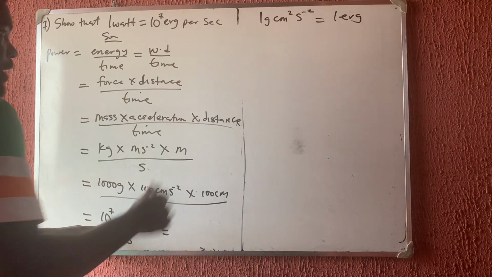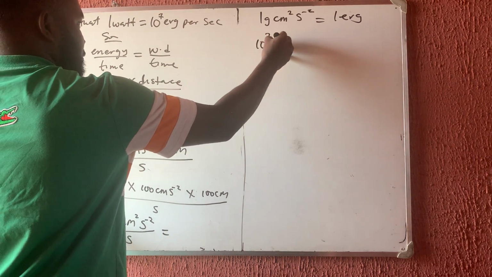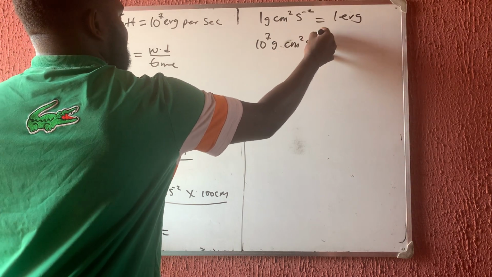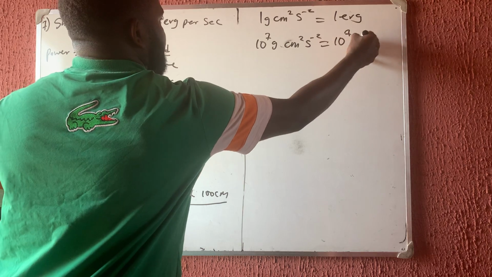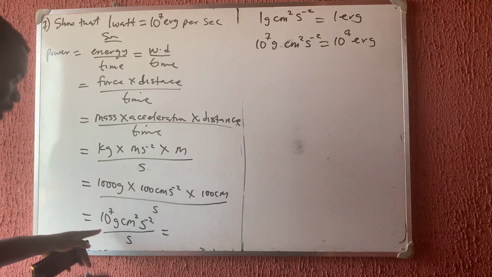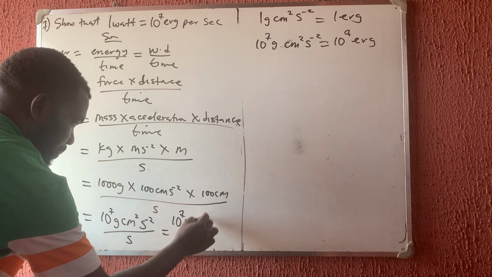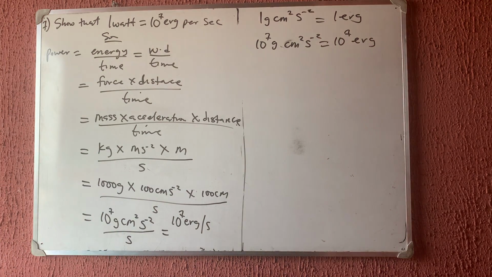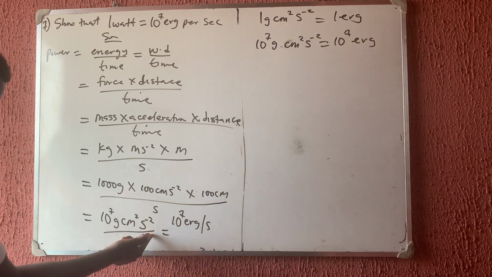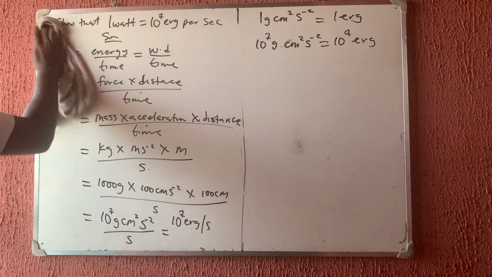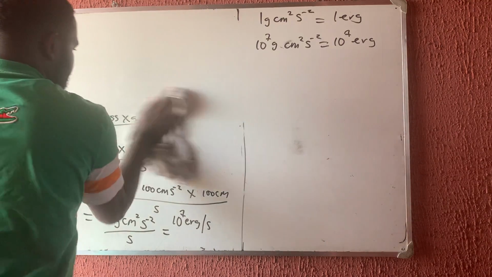Therefore 10 raised to power 7 g cm squared s minus 2 is the same as 10 raised to power 7 erg. If you now put it here, this means 10 raised to power 7 erg per second. So it is proved. The per is because of this divide, then over second. So that is that. We move to the next question, which is question number 8.